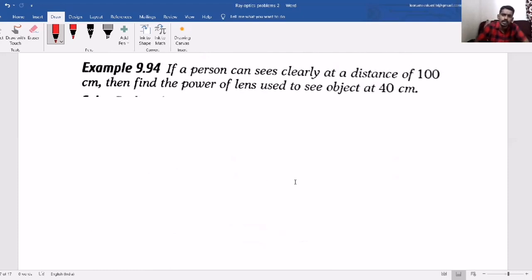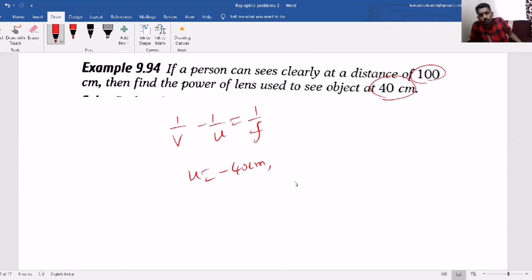And here, if a person can see clearly at a distance of 100 centimeter, then find the power of the lens used to see an object at 40 centimeter. He can see beyond 100, so the object is at 40. So it is like hypermetropia. What I said in case of hypermetropia: 1 by V minus 1 by U equals 1 by F, where the object distance they will mention. Here the object distance is -40 centimeter. And I also told you, if they don't mention the object distance, you have to take the default value capital D, that is the least distance of distinct vision, 25 centimeter.